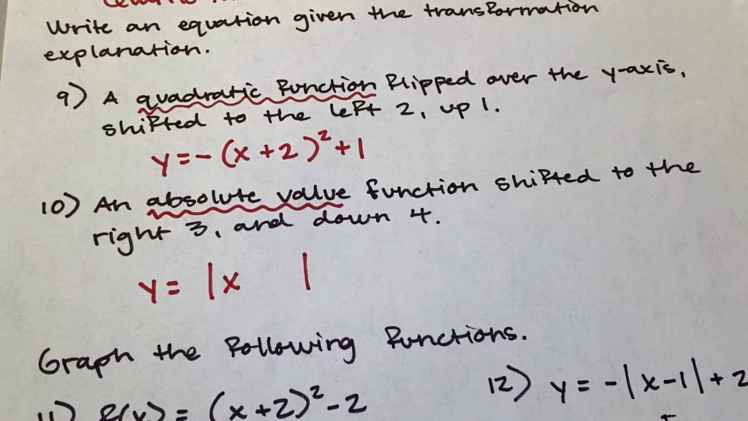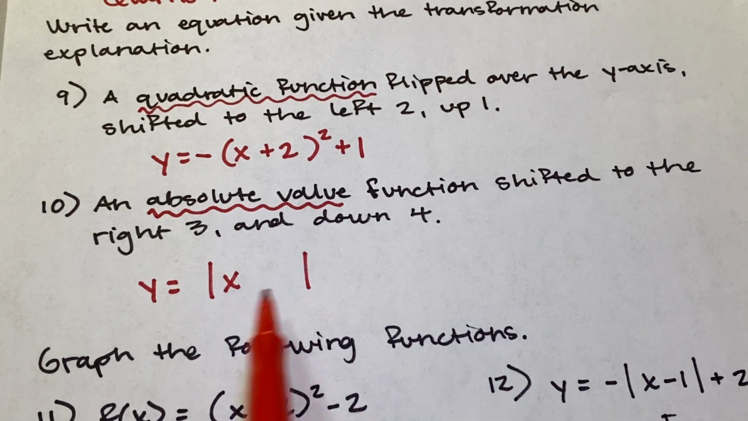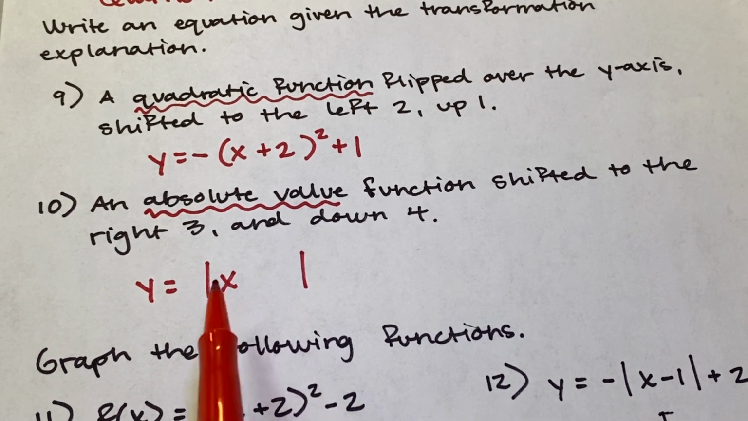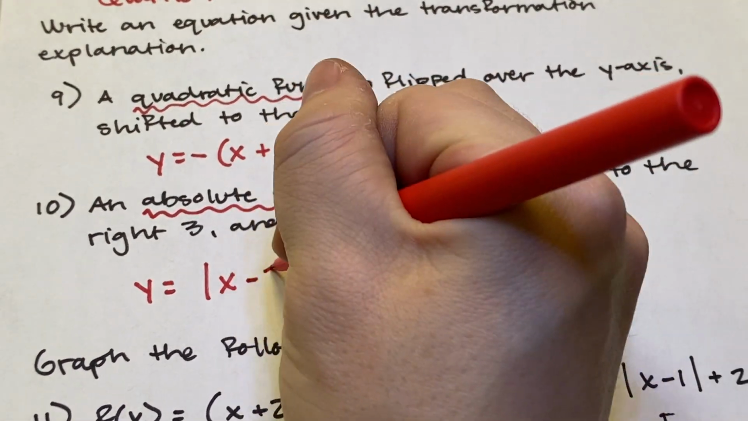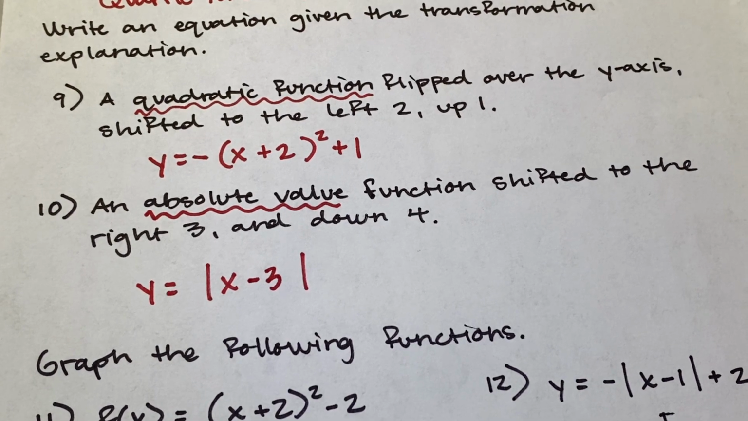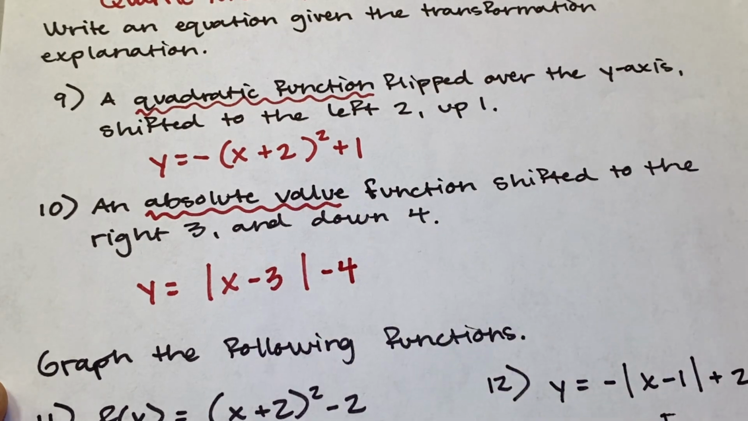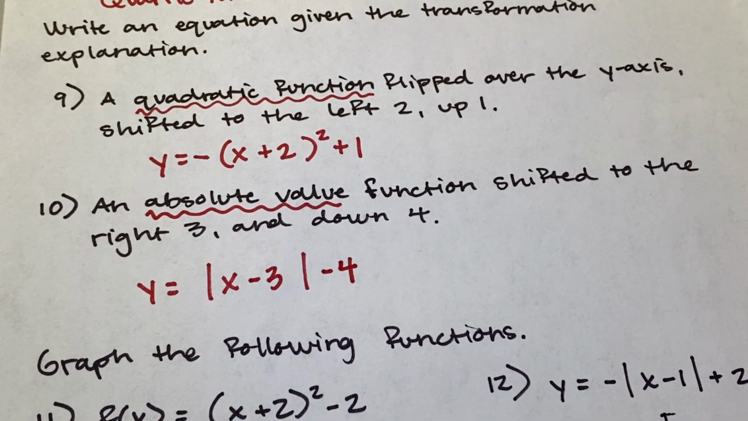Is it being flipped? Do I need to put a negative out in front? Nope, no negative. Shifted to the right 3. On the inside is left and right. Is this going to be -3 or +3? -3 for the right 3. Great job. And down 4. -4. Boom. Done.